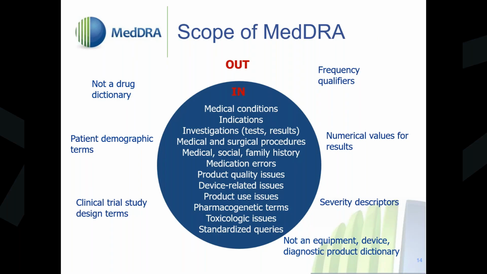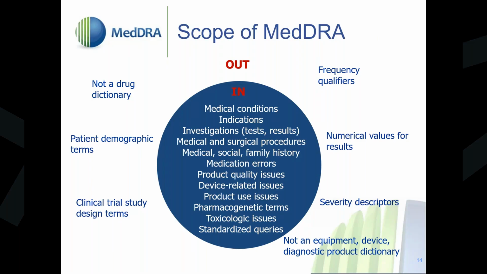Severity is another descriptor that is not scoped for MedDRA. So mild, moderate, severe are not typically in MedDRA, except for some medical conditions where it is relevant, like mild versus moderate mental retardation. Numerical values for results are outside of the scope of MedDRA. They would expand MedDRA way too much if numerical values are added. But MedDRA does have qualifiers that show whether a lab result or a scan was out of range, was abnormal, was increased, was decreased, and so on.